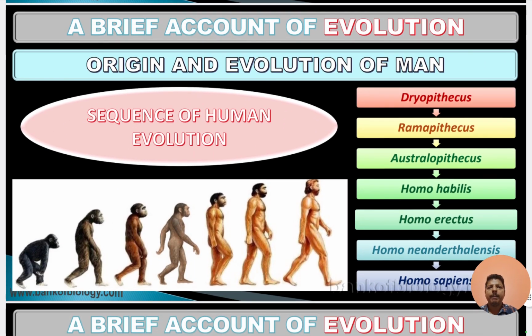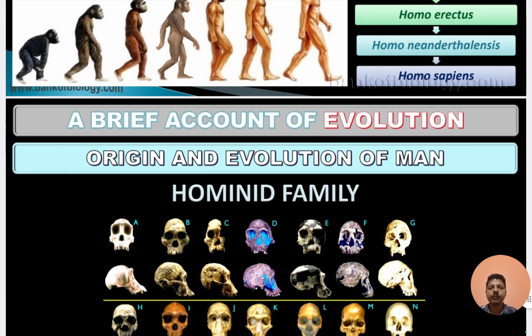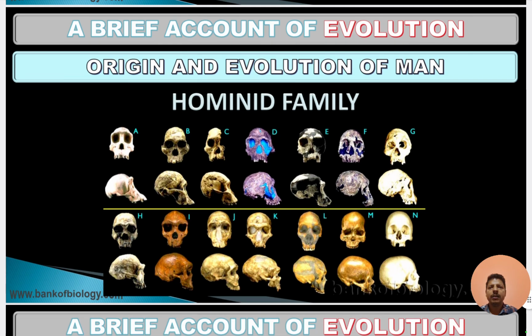It is the sequence of human evolution. First of all, Dryopithecus, Ramapithecus, Australopithecus, Homo habilis, Homo erectus, Homo neanderthalensis, Homo sapiens. This is the origin and evolution of man, Hominidae family. See the diagrams.